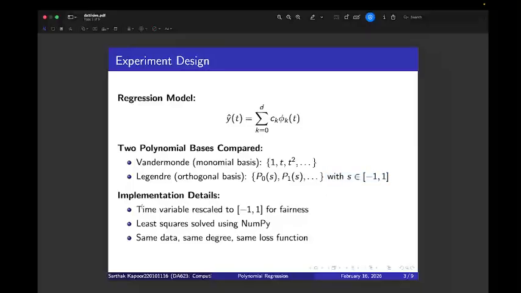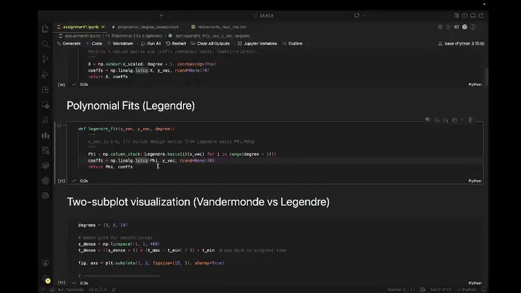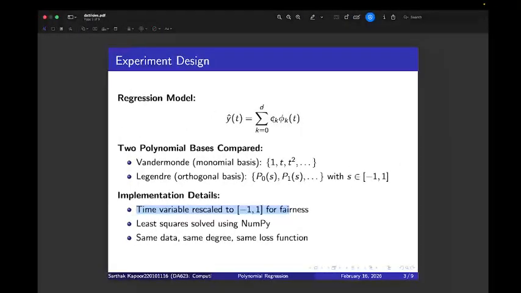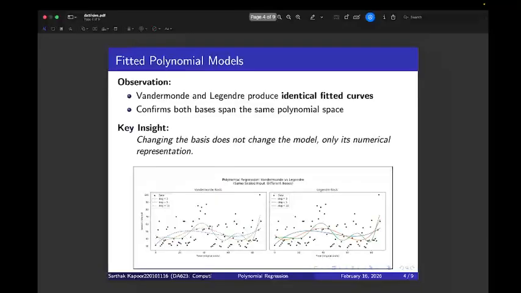So we are first rescaling it to -1 to 1, then we are using least squares with numpy. The least squares that I was mentioning comes from np.linalg.lstsq. This gives these coefficients c_k's which we were mentioning. And we'll use the same data for the comparison of both. So now we will fit the polynomial models.